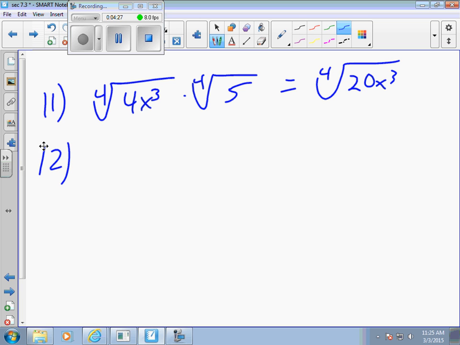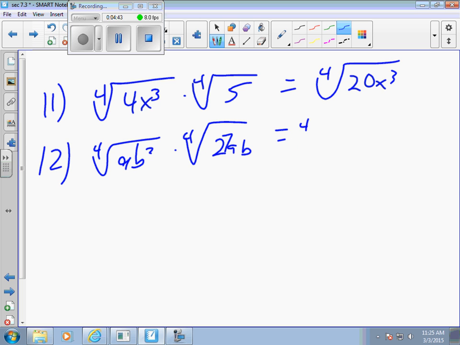For number 12, I have the fourth root of ab squared times the fourth root of 27ab. And when I multiply, I get the fourth root of 27. A times A gives me A squared. B times B squared gives me B to the third. None of those are greater than the fourth power. This is 3 times 3 times 3, a times a, b times b times b. None of them big enough to bring out.